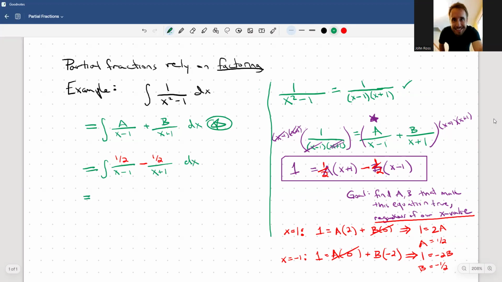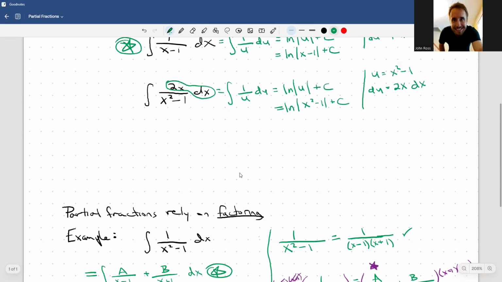I'm going to rewrite this entire integral. The 1/2, because they're just constants, can be pulled out of the integral sign. So this is 1/2 times the integral of 1 over x minus 1, and then we've also got this -1/2 and an integral of 1 over x plus 1. We can compute each of these integrals separately, and each of these is going to use exactly that starred technique from before.